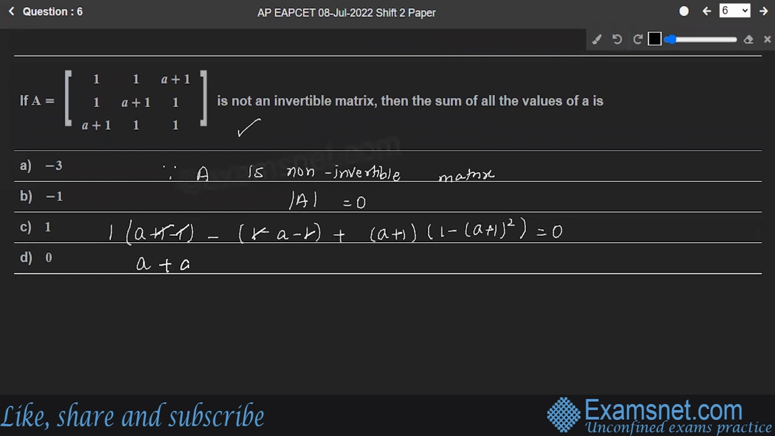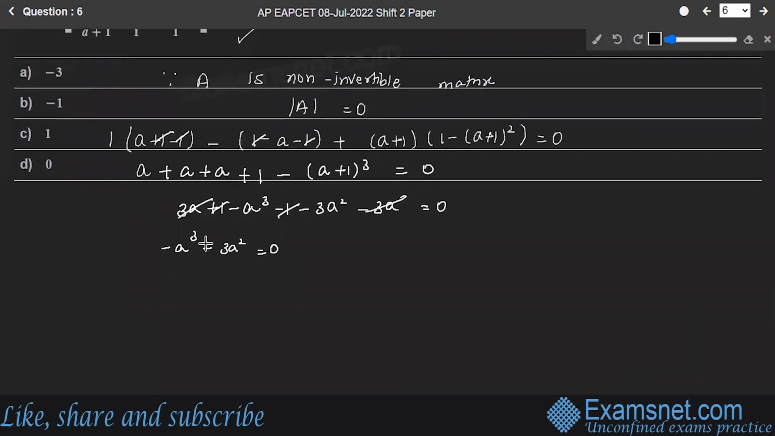So you will have A plus A plus A plus 1 minus (A plus 1) whole cube, and this is equal to 0. This gives you 3A plus 1 minus A cube minus 1 minus 3A square minus 3A is equal to 0. This gives you minus A cube minus 3A square is equal to 0, right? Because they will cancel out with this.